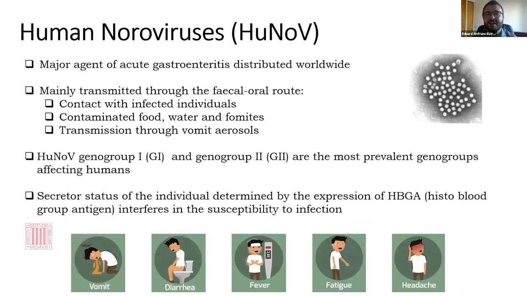Human noroviruses are the leading cause of non-bacterial gastroenteritis. These highly infectious viruses are transmitted through the fecal-oral route, including contact with infected individuals, exposure to contaminated food and water, or vomiting aerosols. There are at least 7 norovirus genogroups, but only 1, 2, and 4 can infect humans, with 1 and 2 being the most prevalent. An important fact is that not all individuals are equally susceptible to norovirus infection, because secretor status, determined by the expression of HBGA, the blood group antigens, interferes in viral infection.